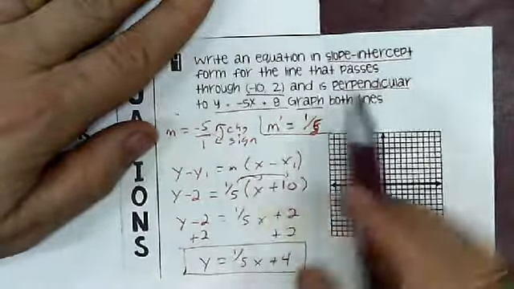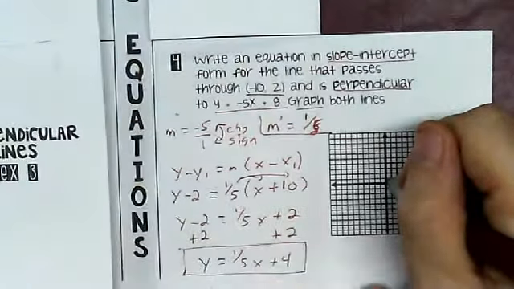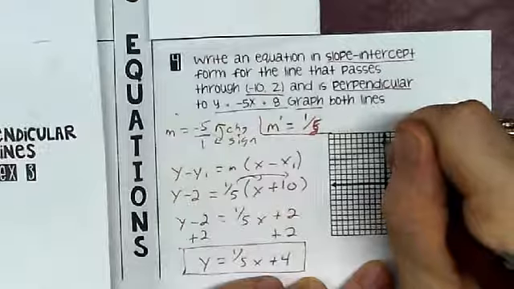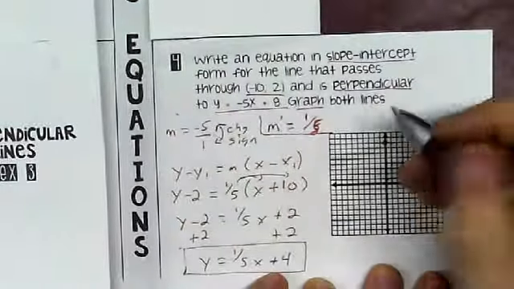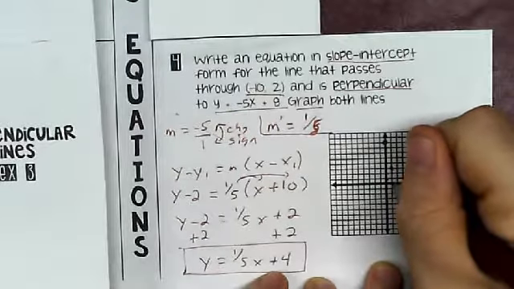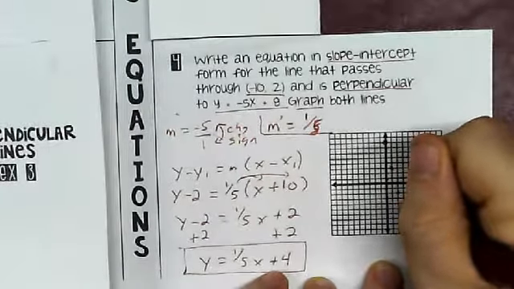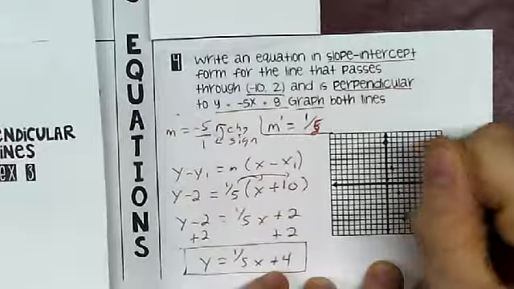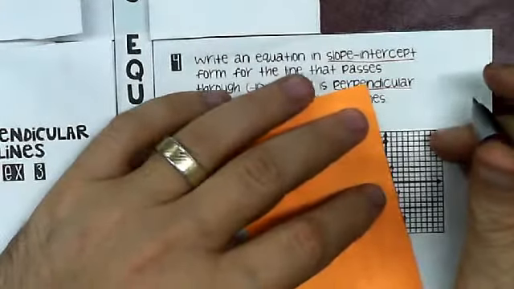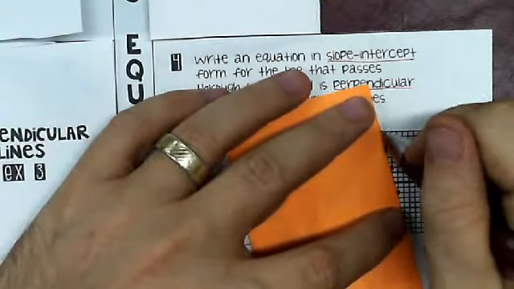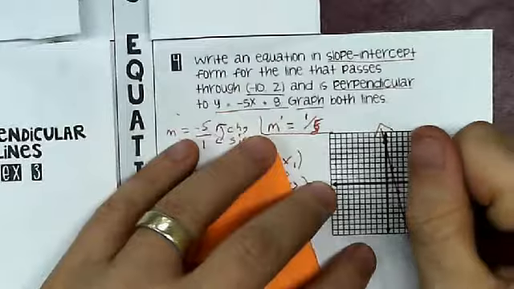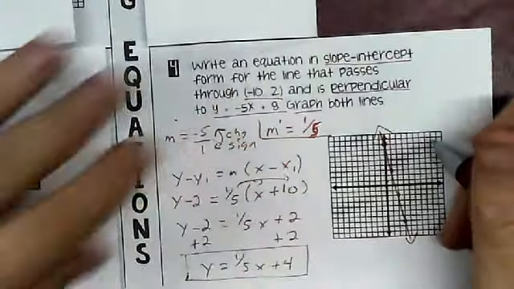So I'm going to start at 8. 1, 2, 3, 4, 5, 6, 7, 8. And now I'm going to go down 5, right 1. That's all I can fit on there, so I'm going to go ahead and use my straight edge to draw that line.